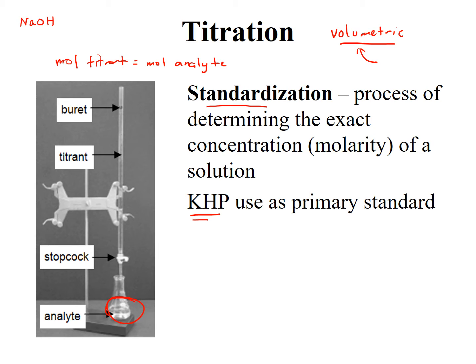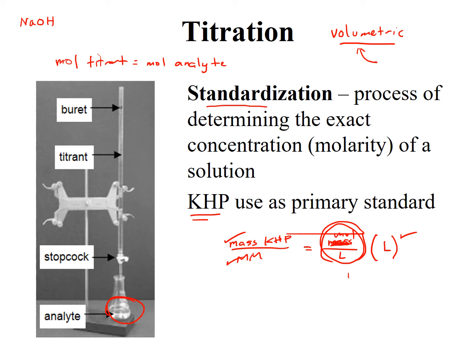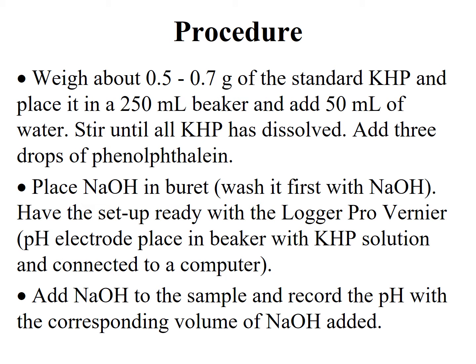In part 1 of the experiment, you're going to standardize your NaOH with KHP. You take the mass of the KHP over its molar mass, and that will give you the moles. On the other side you have the concentration, moles over liters, and you have the volume that you use in liters at the equivalence point. So you know the mass, you know the molar mass, and you know the volume based on the equivalence point, so you should be able to determine the exact concentration of your NaOH. Once you know that, in part 2, you're going to use the same NaOH solution, this time to titrate with acetic acid.